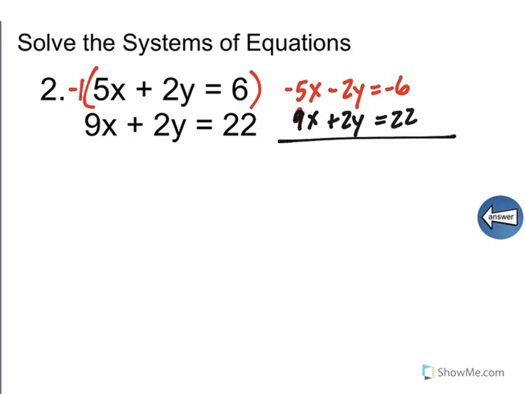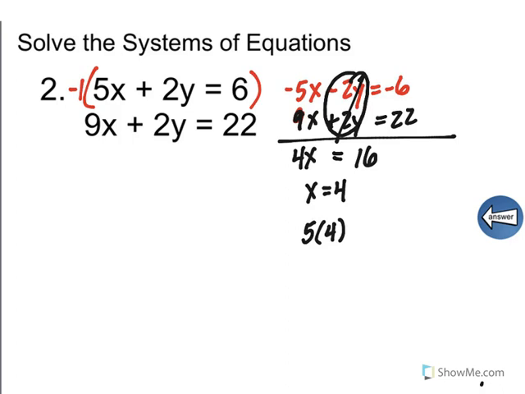I can now eliminate, so we're going to combine. Negative 5x plus 9x gives me 4x. Negative 2y plus 2y cancels, it zeroes out. Negative 6 plus 22 gives me positive 16. So 4x equals 16, which lets me know that x is equal to 4. Now that I know that x is equal to 4, I can plug it into one of the two original equations, so I'm just going to put it back into the top one.